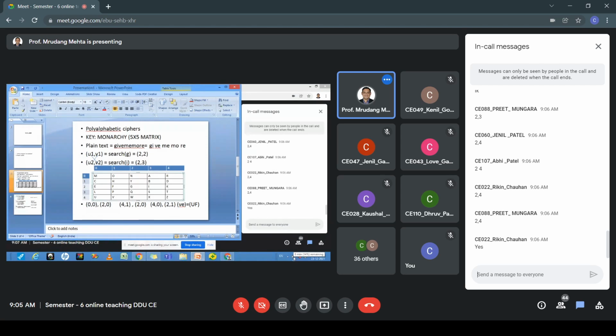Okay. Right. So for I, the V1 value is 3. So 3 minus 1, that is 2. 2 mod 5 is 2. So when you do decryption, you will get G. Is that clear, Rikin?